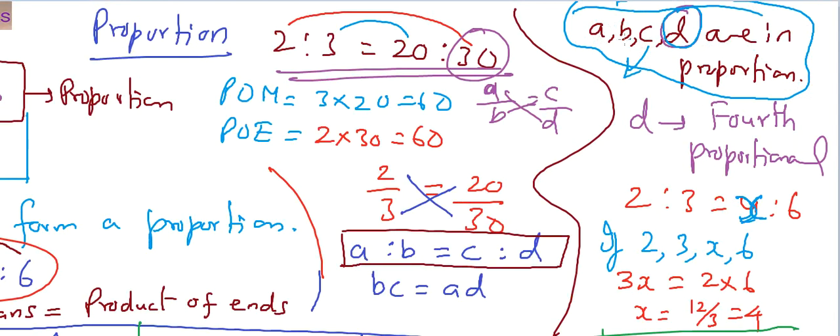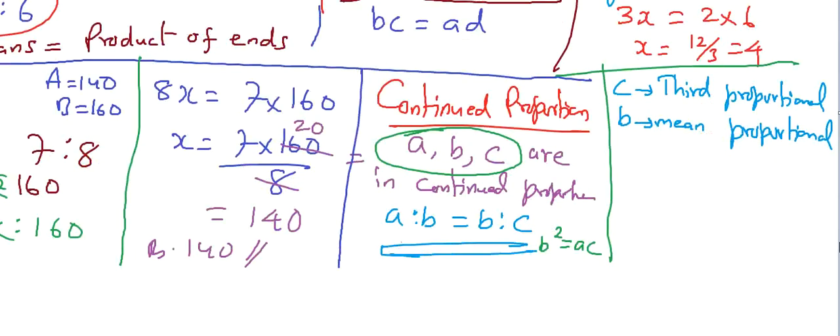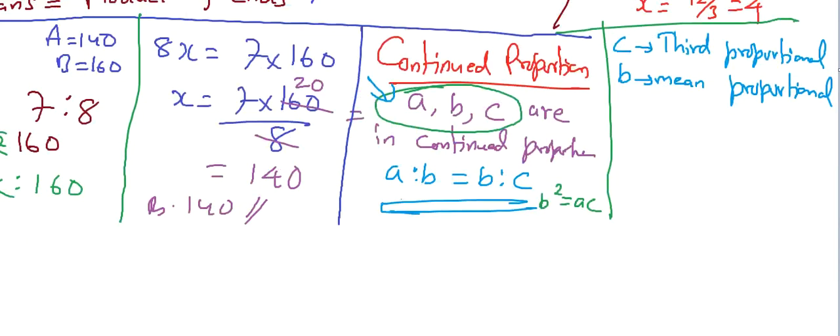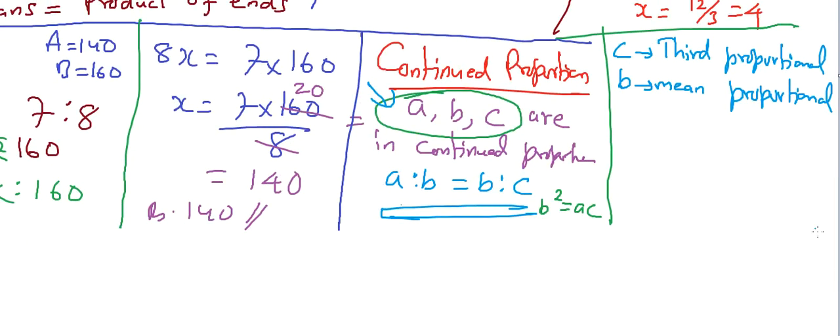So remember, if A, B, C, D are in proportion, then D is the last term. That is, D is called the fourth proportional. In continued proportion, if A, B, C are in continued proportion, then C is called the third proportional and B is called the mean proportional.